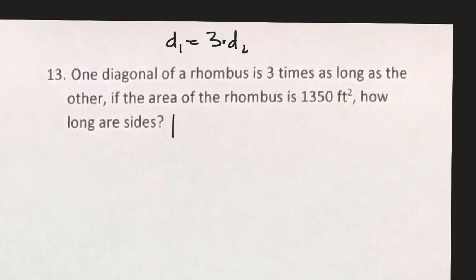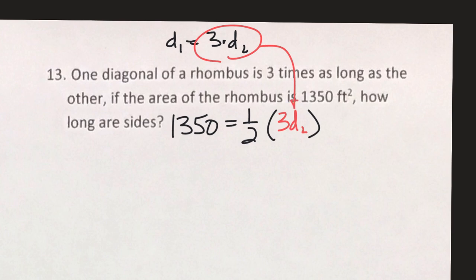So when we go into our area formula, which says area equals 1/2 of d1, and diagonal 1 is 3 d2, so 3 d2 goes there, times regular d2, the second diagonal. That's how we get your formula: 1350 equals half of 3 d2 times d2. Because we can only have one variable in your equation at any given time.